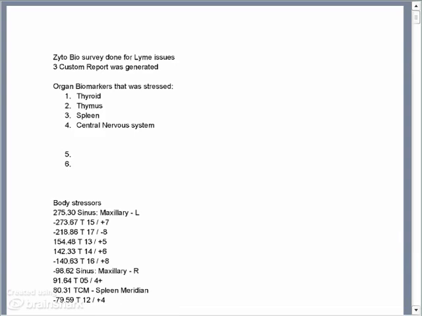And then the right maxillary was also affected, and on the right side, the teeth that came up positive were T5 and T12. So I'm going to see what T5 is. T5 is large intestine and lungs, and T12 would be large intestine and lungs. So it is similar on the right side. And then the spleen meridian was also affected. So this is the first basic scan.